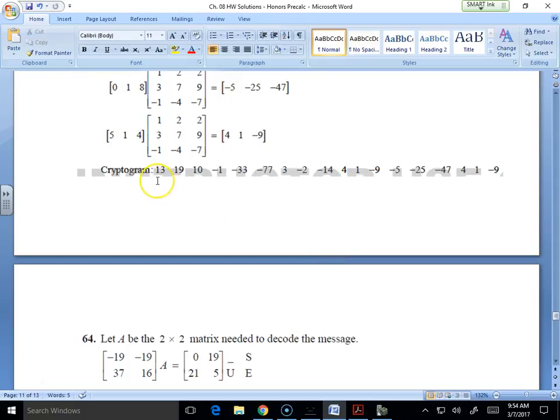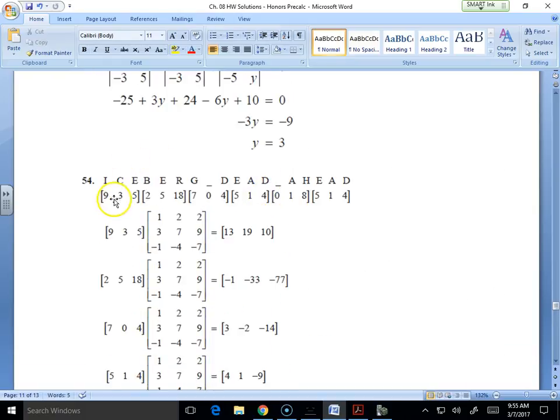Final cryptogram: 13, 9, 10, negative 1, negative 33, negative 77, 3, negative 2, negative 14, 4, 1, negative 9, negative 5, negative 25, negative 47, 4, 1, negative 9. You guys got it? Because it's that one times the key one, you get the code. So you use the little alphabet. Will we be able to plug that in our calculator? Yes, all the results you should get in one.